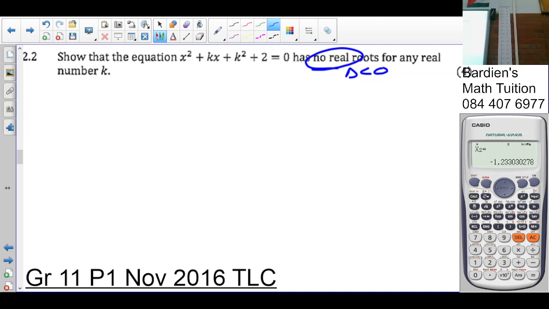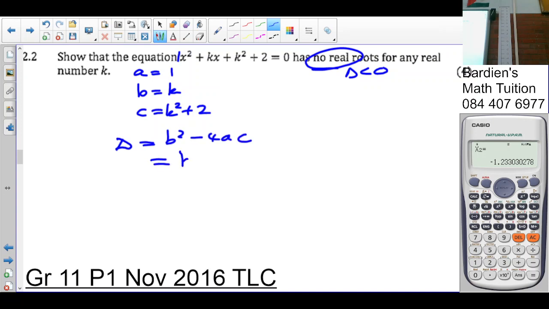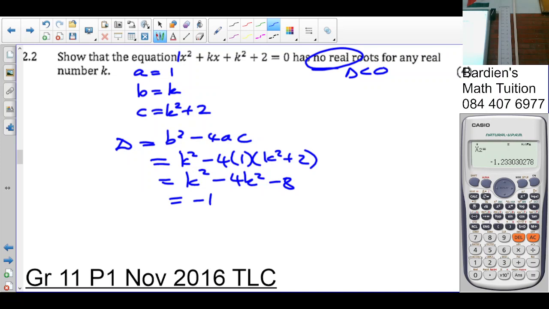We are actually going to prove that delta is less than 0. Okay. So if you're looking at this here, my coefficient of x squared, which is a, is 1. Coefficient of x, which is b, is k, and the constant term, the term without the variable, will be c. Okay. So as we said, delta is equal to b squared minus 4ac. So your b value is k, so it's k squared minus 4, a is 1, and c is k squared plus 2. Get rid of the bracket. So it's going to be k squared minus 4k squared minus 8. Okay, so it's negative 3k squared minus 8.